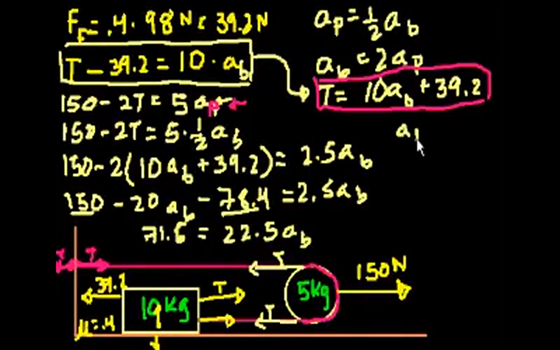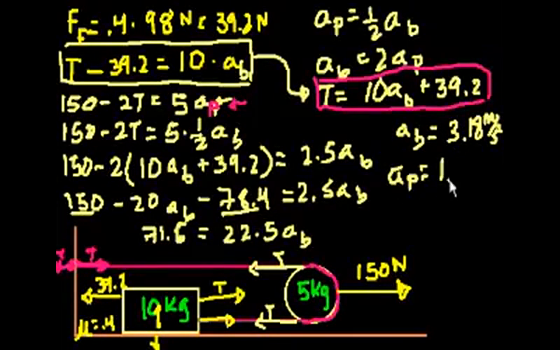We get the acceleration of the block. So that's this block right here. The acceleration of the block is 3.18 meters per second squared. That's how fast this thing accelerates to the right. And we already figured out that the pulley accelerates at half that rate. So the acceleration of the pulley is half of this number, which is 1.59 meters per second squared to the right.